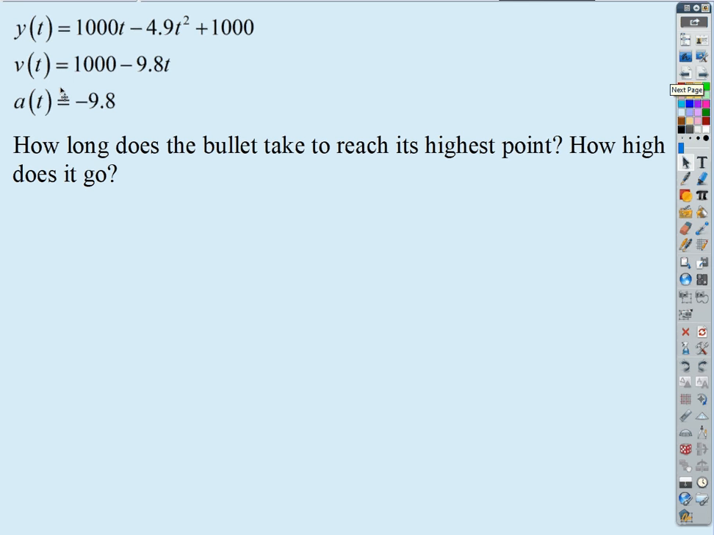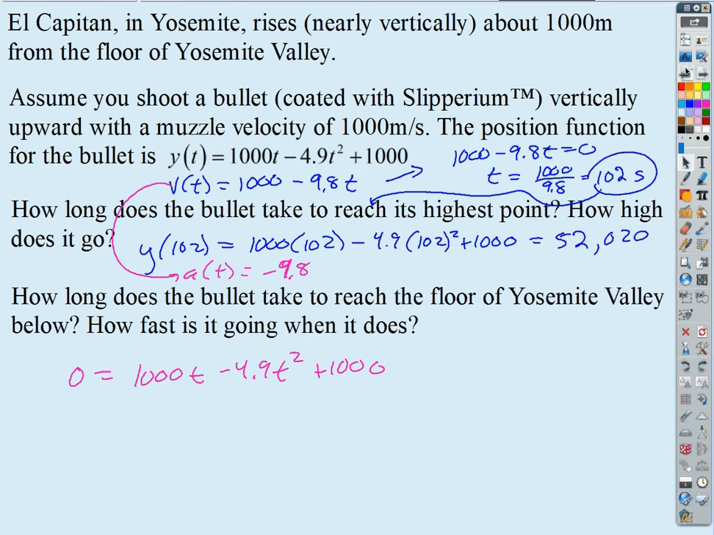First thing we asked is how long does the bullet take to reach its highest point, and how high does it go? How did we approach that yesterday? What's significant about that frame in the movie when the bullet gets to its highest point? It's not accelerating. The velocity is zero. Acceleration's constant the whole time, but that's where the velocity is zero. And we did that math yesterday. We set the velocity equal to zero, and we solved, and we got 102 seconds, roughly, give or take a tiny bit. So that's how long it takes to get up to the apex.